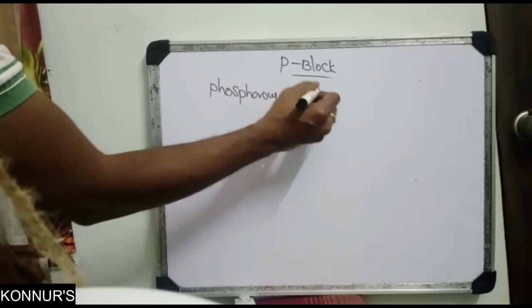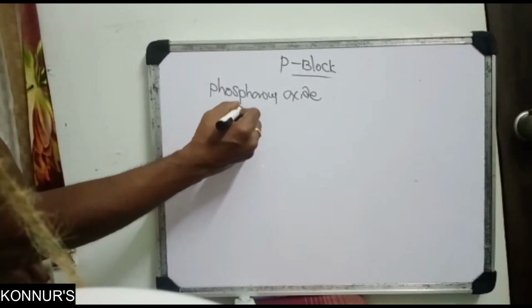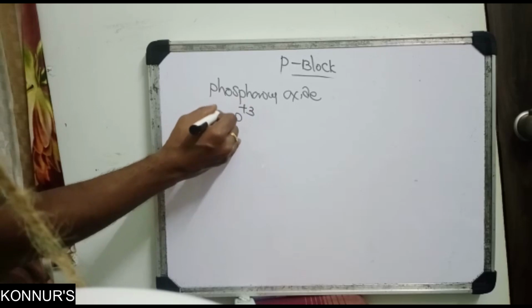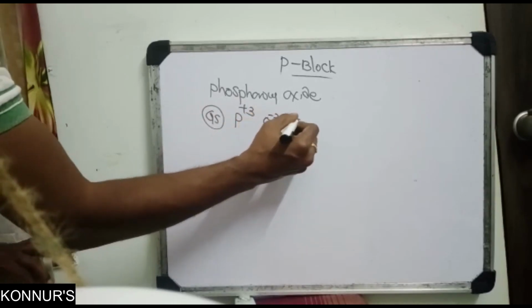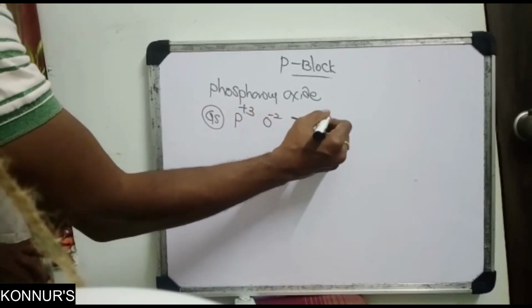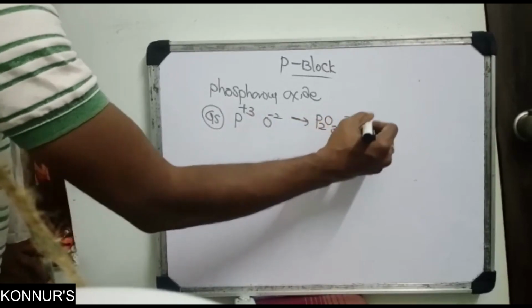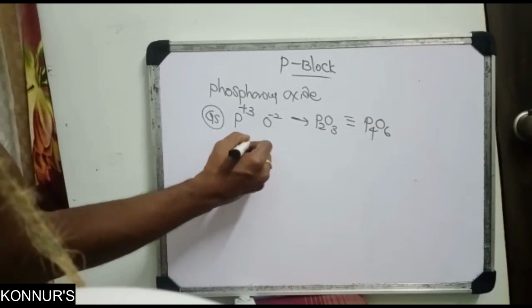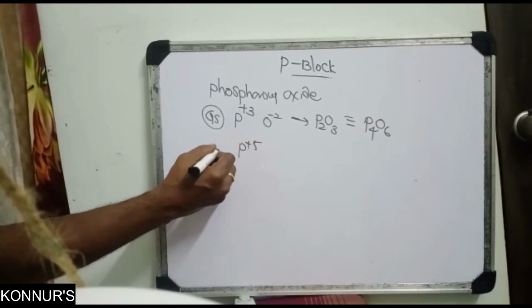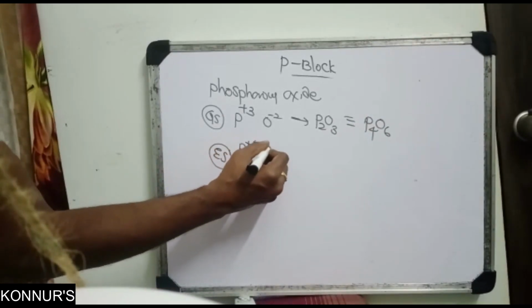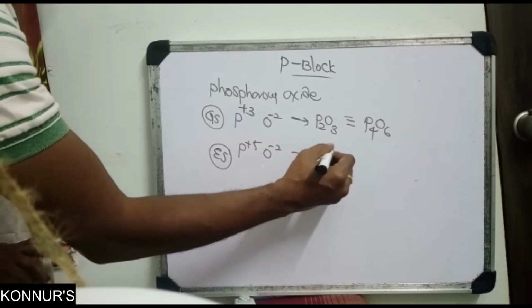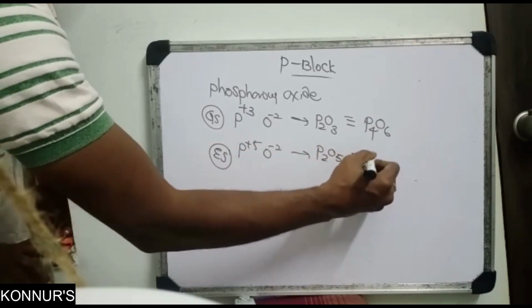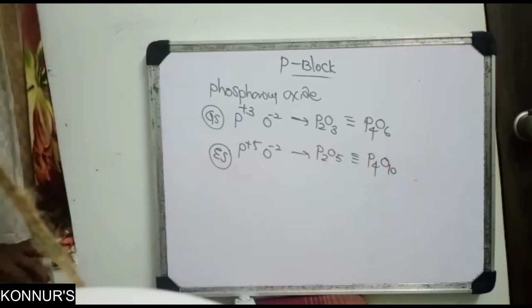Phosphorus oxides. Phosphorus is +3 in the ground state, and oxygen is -2, so you get a P2O3 compound. In nature, phosphorus is available as a tetra-atomic molecule, that is why P4O6. P +5 is the excited state, and with oxygen -2 you get P2O5. You can write it as P4O10 also.